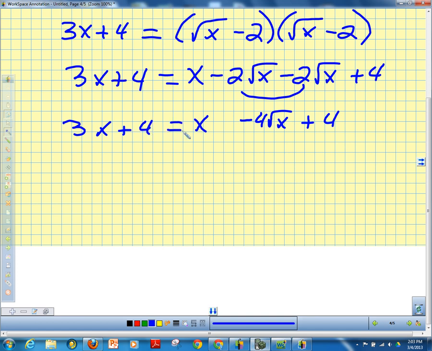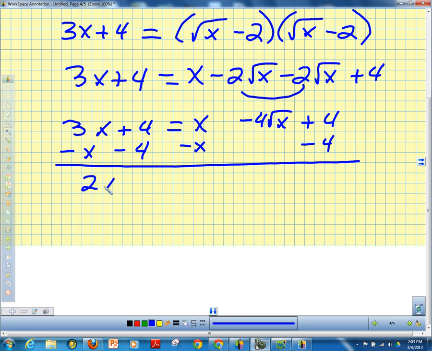I want to get the square root part by itself. So I have to subtract x and 4 from the right side. So I get 2x equals negative 4 square root of x. So I can just square this part, right? It's not negative 4 plus square root of x. It's negative 4 times square root of x. So I'm just going to go ahead and square at that point.